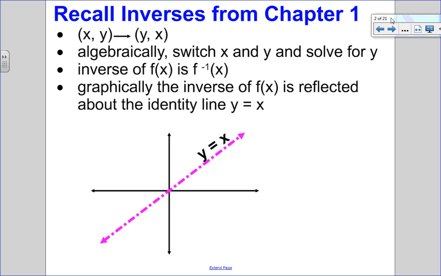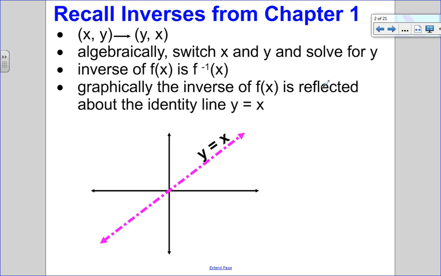So let's go back to Chapter 1 and review what an inverse is. An inverse is anytime I have x and y and I interchange them to become y and x. In other words, elements of the domain become elements of the range and vice versa. So algebraically, I can solve for an inverse by switching x and y and solving for y.